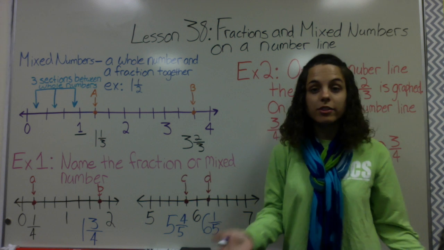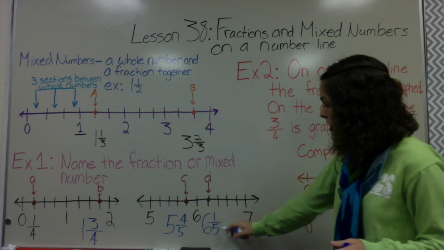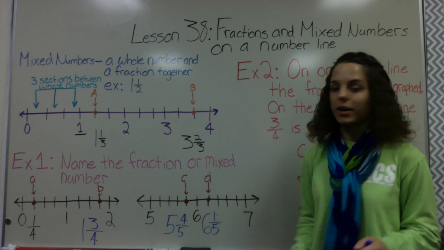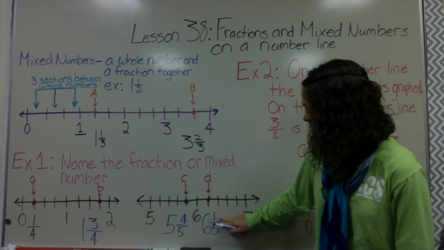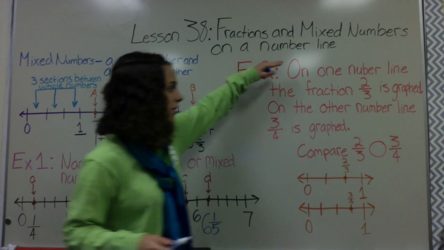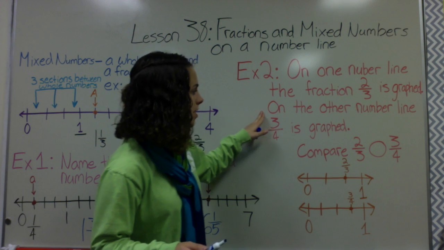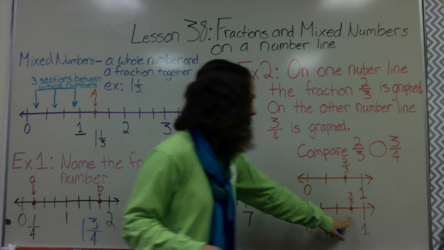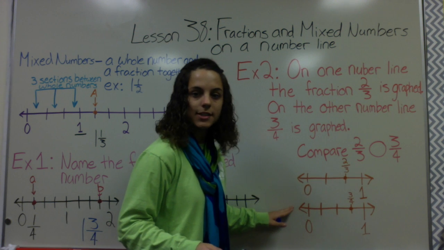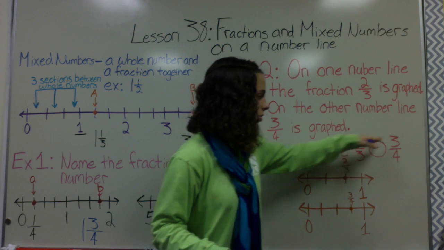So hopefully you got those answers and hopefully you understand. First you count your spaces in between, that determines your denominator. And then I count my lines, that determines your numerator. Alright, now for example 2 says on one number line, the fraction 2/3 is graphed, right here. On the other number line, 3/4 is graphed, right here. Now, looking at these two number lines in comparison, can you determine which is greater, 2/3 or 3/4?